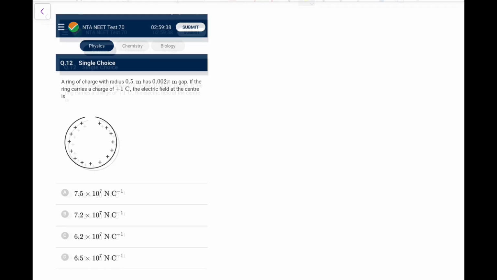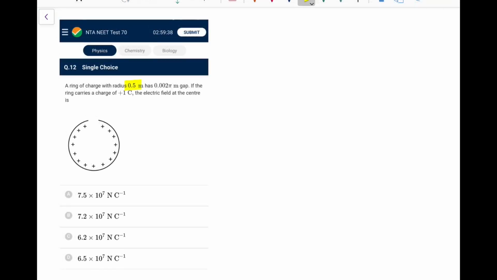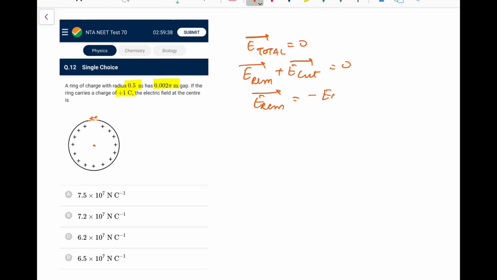Next, ring of charge. So, ring of charge with radius 0.5 meter has 0.002 pi meter gap. Okay, it has a gap. If the ring has a charge 1 coulomb, the electric field at the center is. Now I remember, just see, if it would be a complete ring, the field here will be zero. Let's assume the field net due to total charge, if it would have been complete, would be 0. So what I can say, E due to this remaining ring plus E due to this cut section is 0. So what is E due to remaining one? We can write it is equal to minus of E due to cut section.